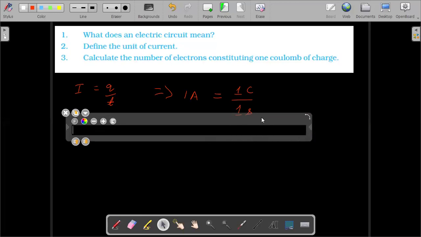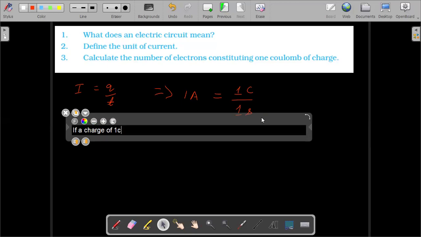When can we say that the current is 1 ampere? Abhinav, Rija, yes sir, when can we say that current is 1 ampere? Okay, if the charge is 1 coulomb and the time is 1 second.